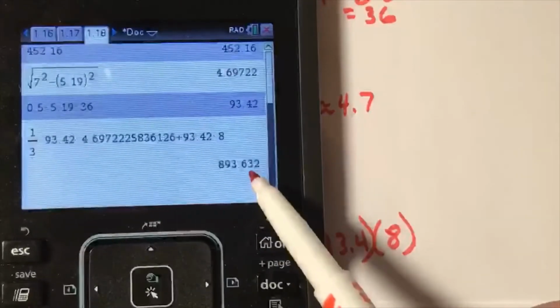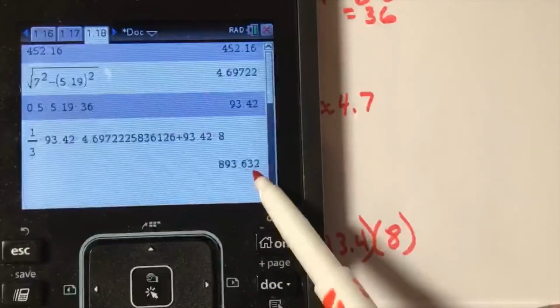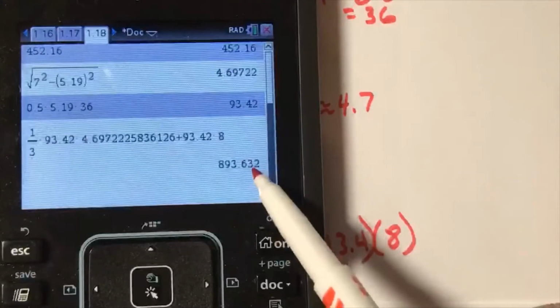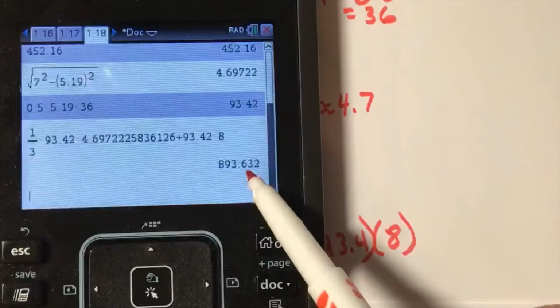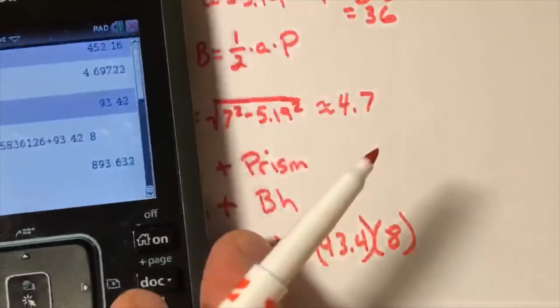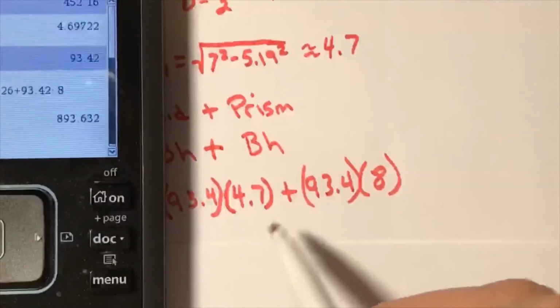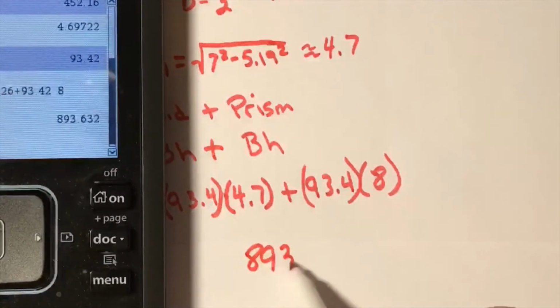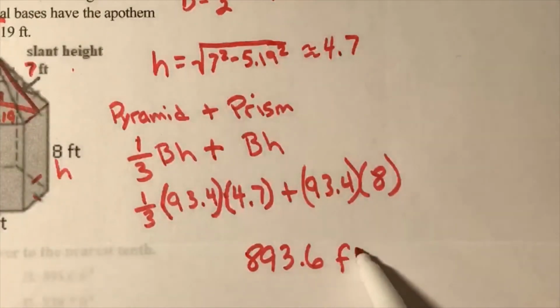At this point you want to round. Notice 893.63. If I'm going to round to the tenth, 3 is less than 5. Because it's less than 5, I'll keep the 6. If this 3 was greater than 5, I would round that 6 to a 7. So I'm going to write down 893.6, and the units will be feet, and then don't forget cubed, because this is volume.